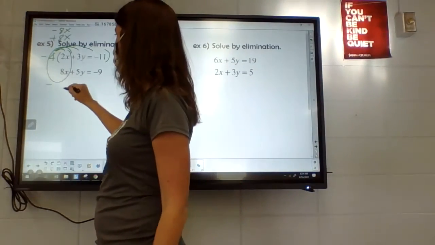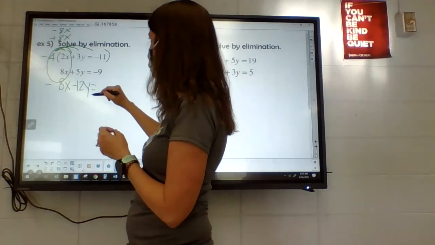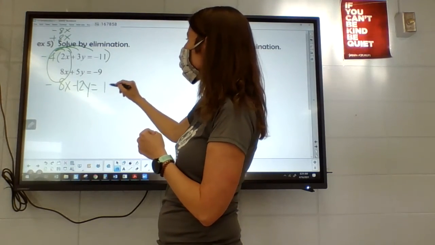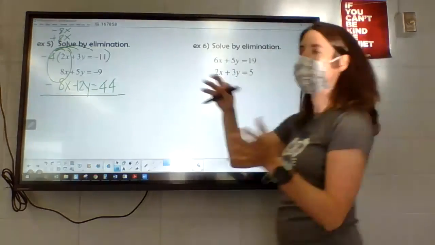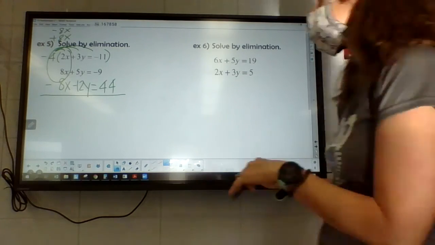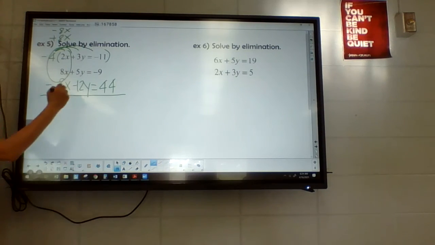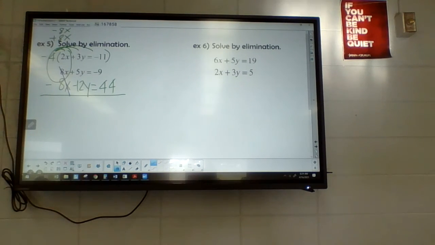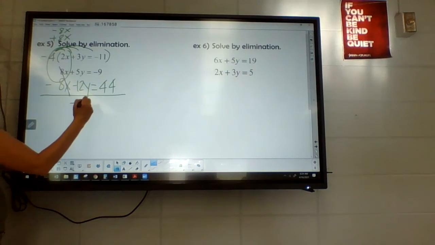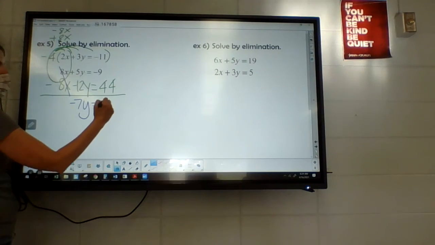So this is a negative 8x, it's a negative 12y, and then this is a positive 44. You can't forget to multiply all the terms by that number. This is good because the 8x's will cancel then. Be left with a negative 7y. And then 44 minus 9 is 35.